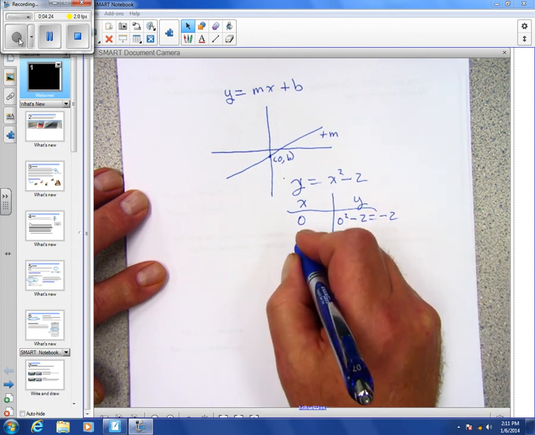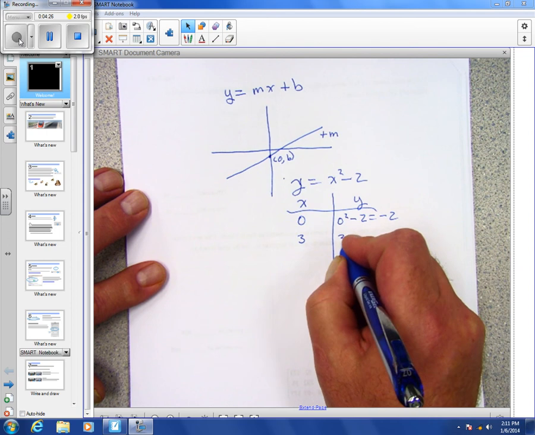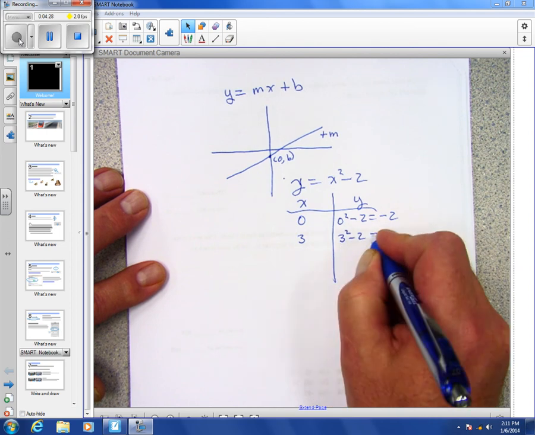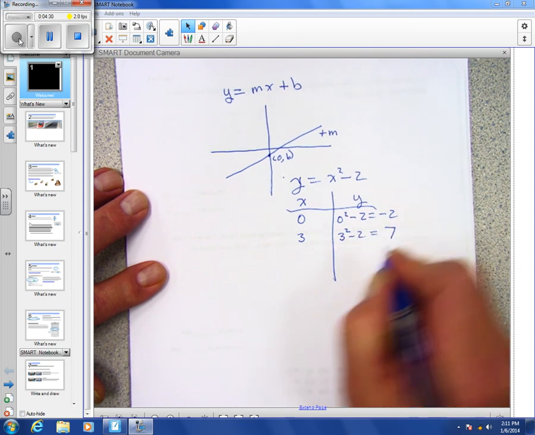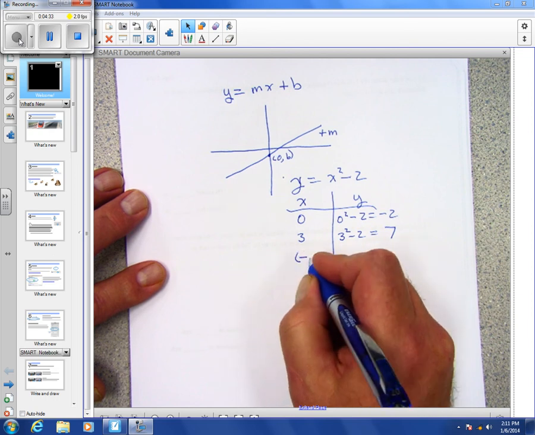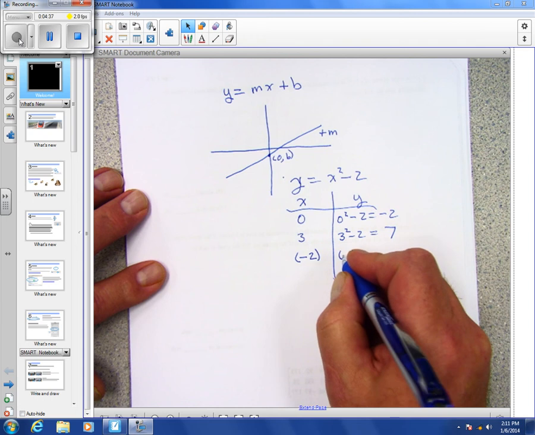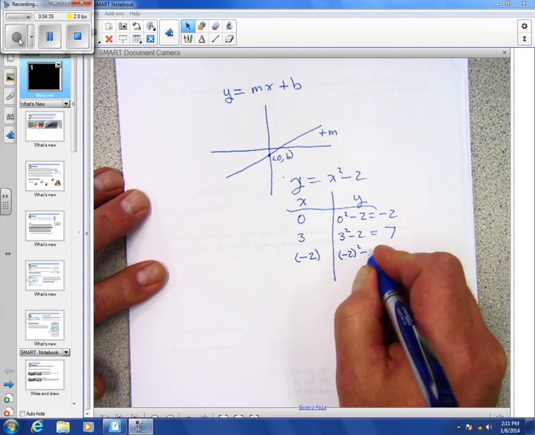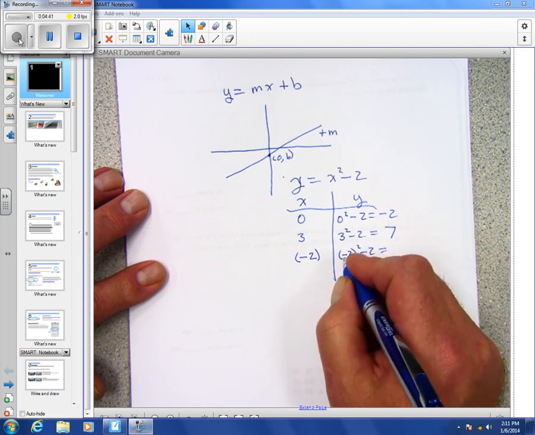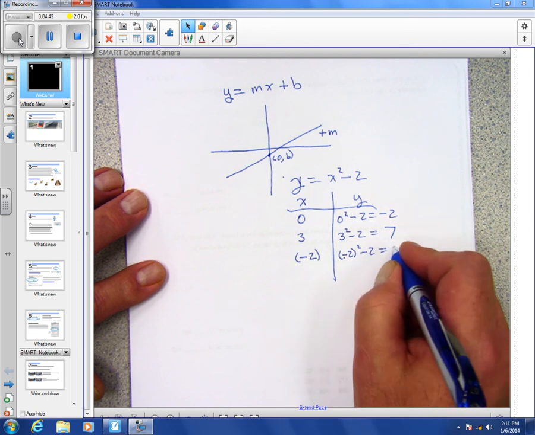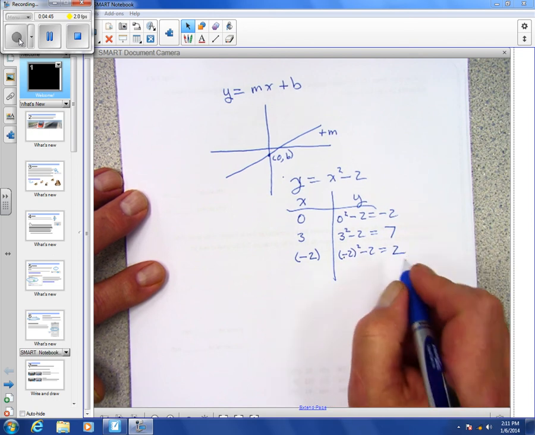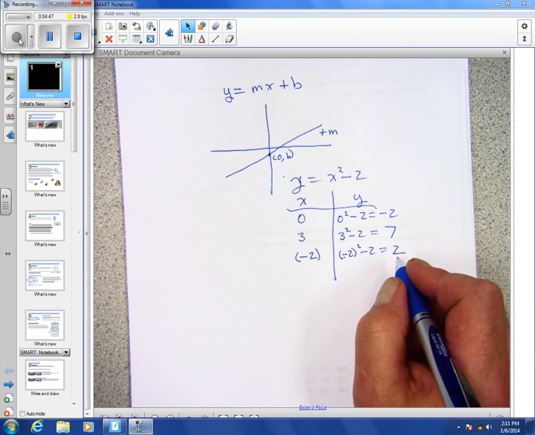If I let x equal, say, 3, then this would be 3 squared minus 2, which is 9 minus 2, which is 7. If I let x equal, say, negative 2, then this would be negative 2 squared minus 2. That's going to be negative 2 squared is positive 4. 4 minus 2 is 2. And that gives you a few ordered pairs on the graph of this curve.